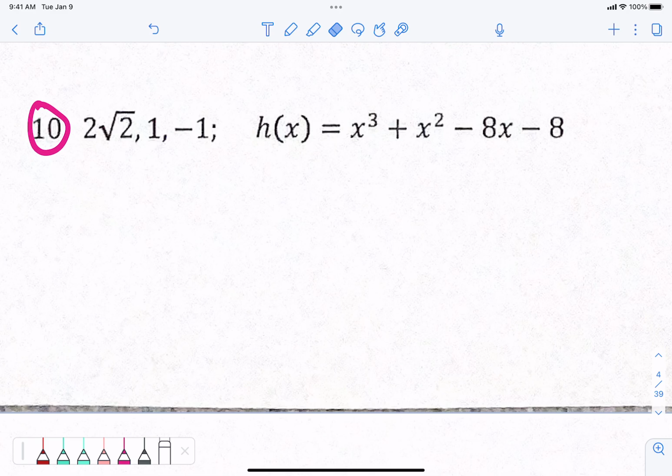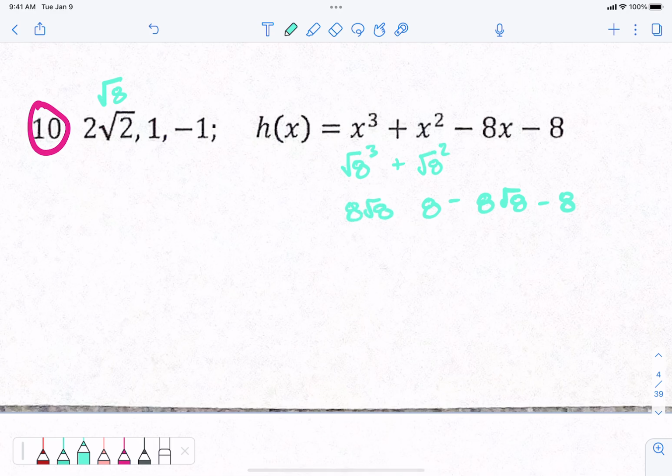Number 10. 2 square roots of 2 would be like the square root of 8. So if you want to type in the square root of 8 rather than 2 square roots of 2, you can do that. I don't know what the square root of 8 cubed is, but I know that the square root of 8 squared is 8. Minus 8 square roots of 8, minus 8. The square root of 8 cubed is 8 square roots of 8. So 8 square roots of 8 minus 8 square roots of 8, those are going to cancel out, and 8 minus 8 cancel out. So I think 2 square roots of 2 does work.